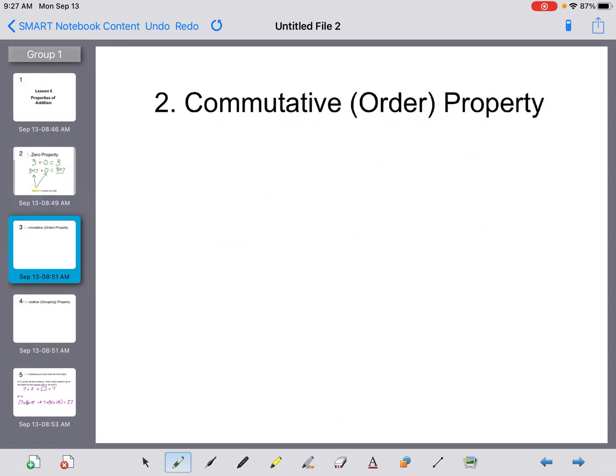The next property that we're going to look at is the commutative or order property. What this means is if I take 2 addends or 2 numbers, so let's do 3 plus 10. If you add those together, the answer is going to be 13. But what the commutative property shows is that instead of doing 3 plus 10, what you can actually do is switch the order around and do 10 plus 3.